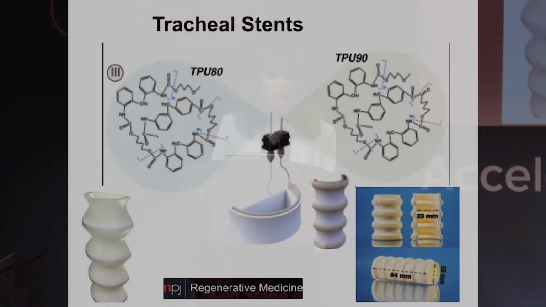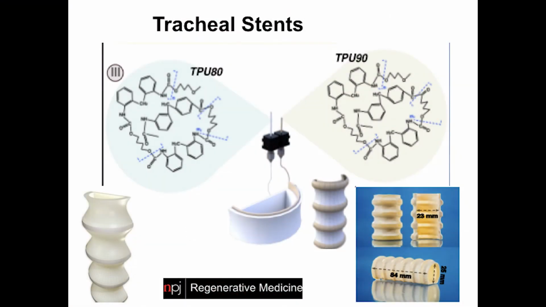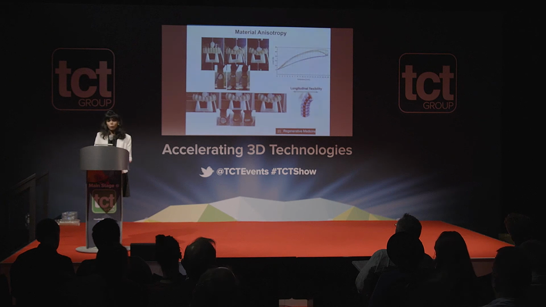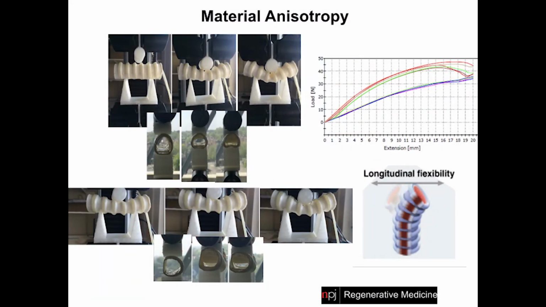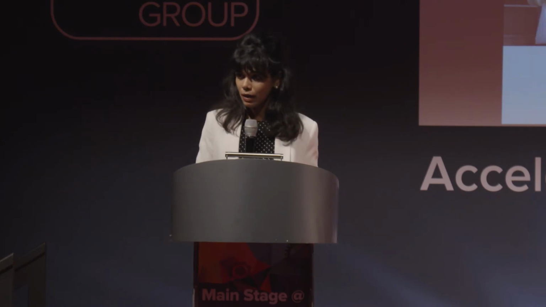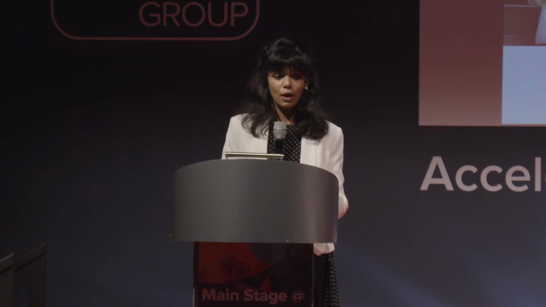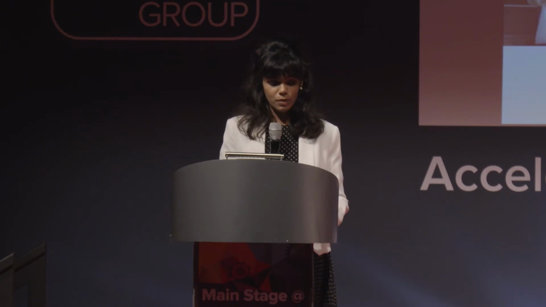We used the FDM technique and created these structures, and these are printed to be adult-sized tracheas. And then we wanted to see if we were successful in creating a structurally similar trachea, but we wanted to see if it's actually behaving like a real trachea. So we subjected the structures to the mechanical forces that a real trachea would be subjected to.